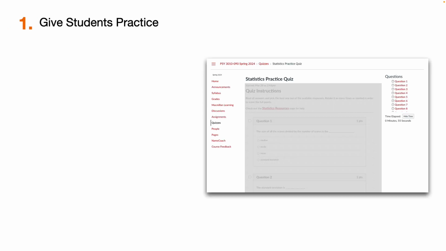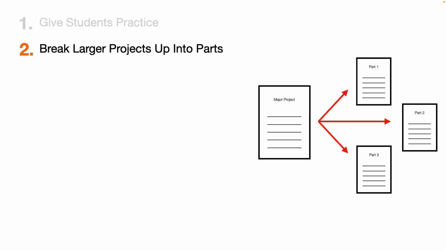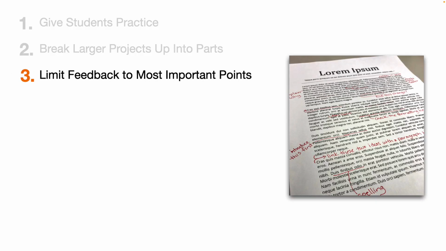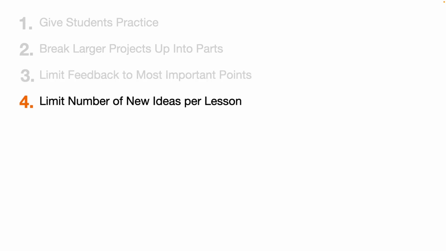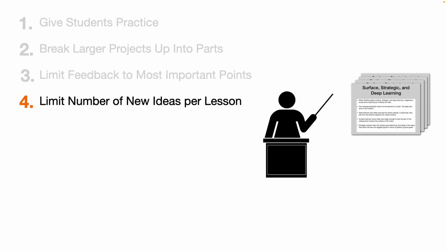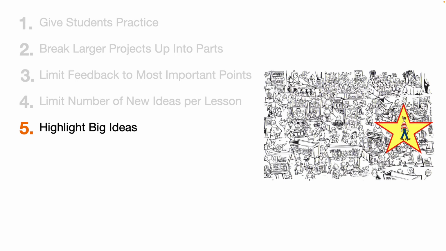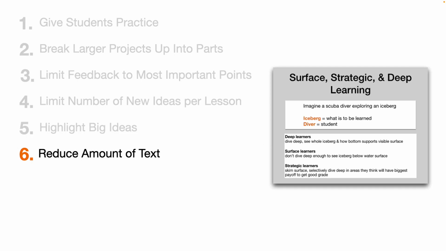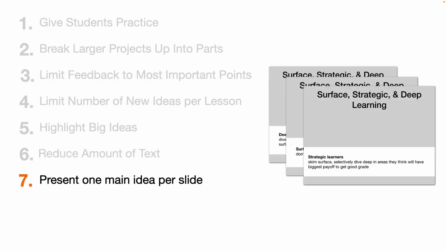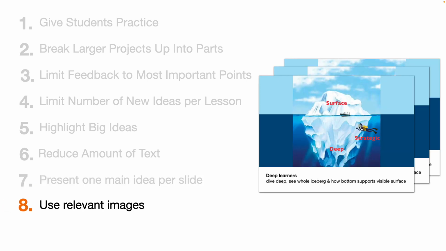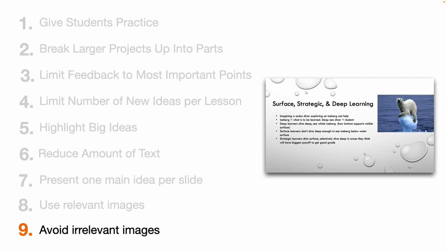Okay, let's review the ways we can reduce cognitive load for our students. We talked about giving students practice. Break larger projects up into parts. Limit feedback to the most important points. Limit the number of new ideas per lesson. Highlight big ideas. Reduce the amount of text on a slide. Present one main idea per slide. Use relevant images. And finally, avoid irrelevant images.